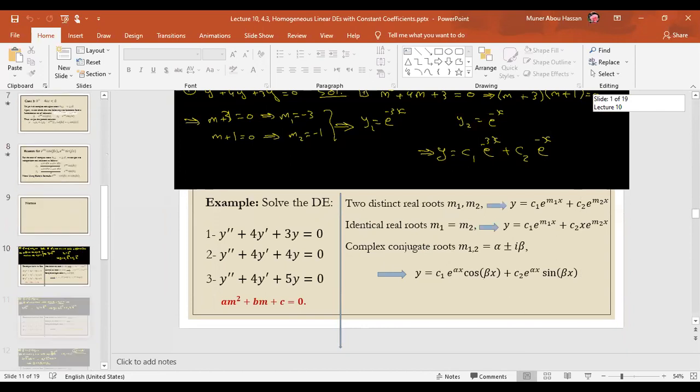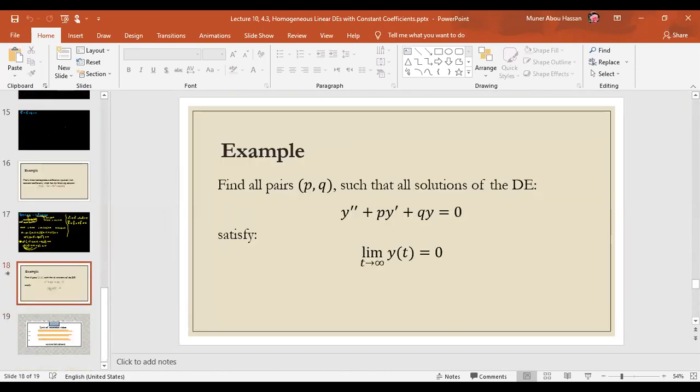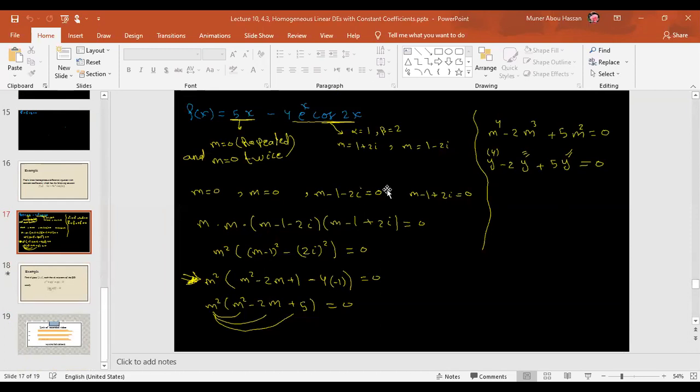The one we solved, which had 5x and cosine. This one, which I asked you to do similar to it in today's lecture. Yes, Abdurrahman, I remember you asked me to explain it yesterday. Yes, I was just confused, Doctor, about the first part, the 5x. How did we know that m equals 0 is repeated twice? Yes.